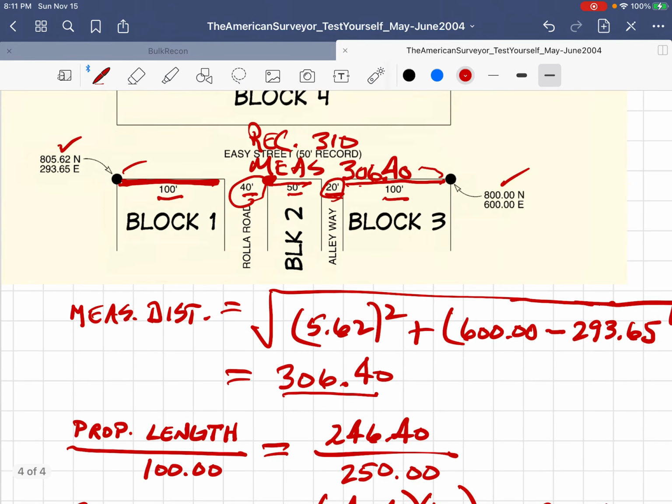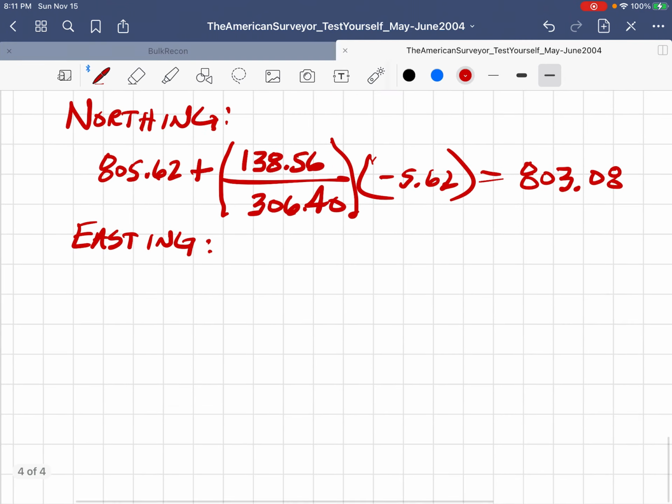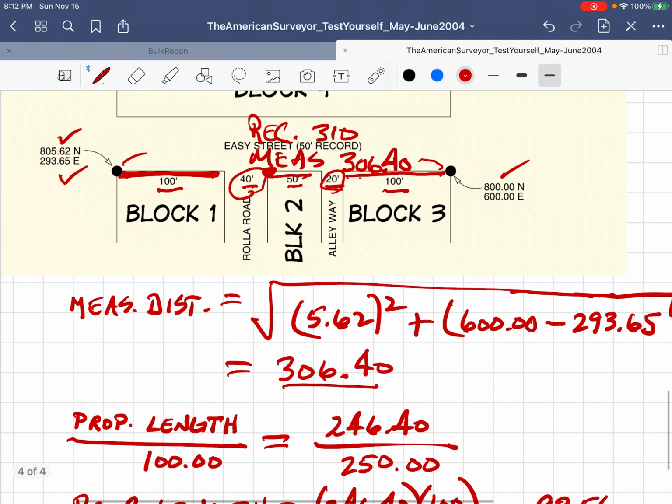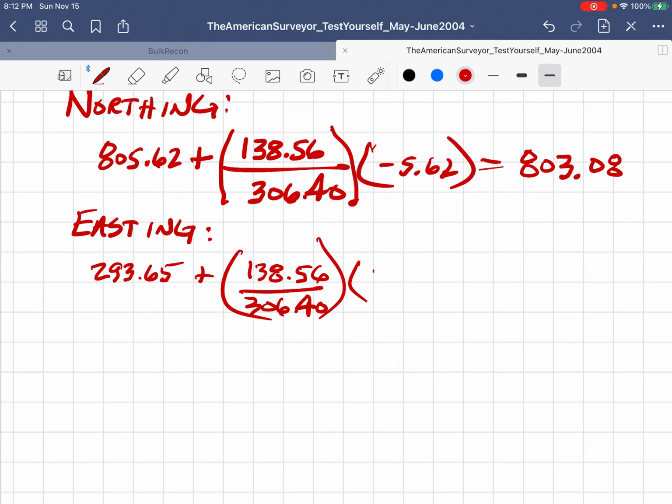And the easting, quite similar. My easting coordinate here is 293.65 plus, same ratio, 138.56 divided by 306.40 times my change in easting, which is 600 minus 293.65. And that should equal 432.19.